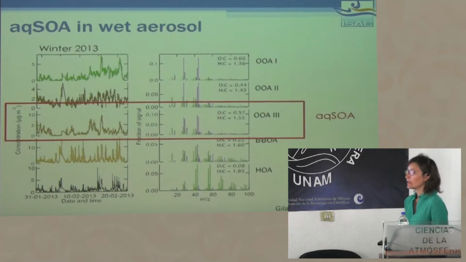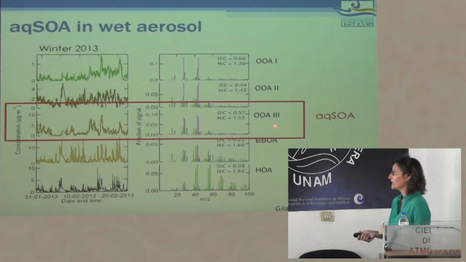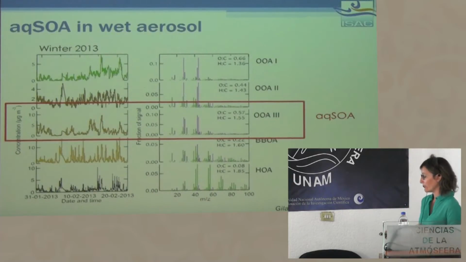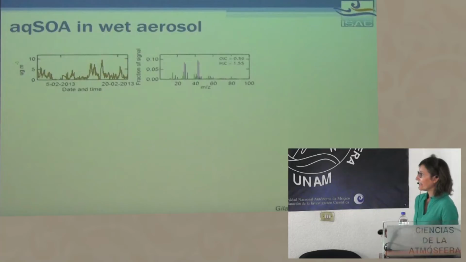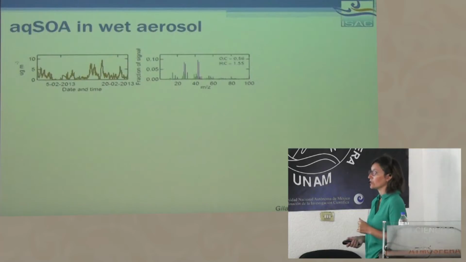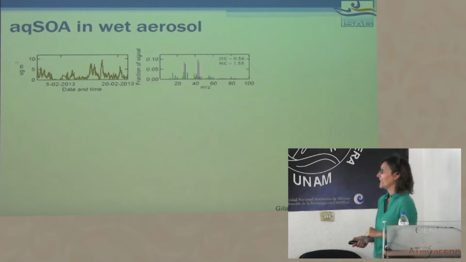But I would like to focus your attention on this oxidized organic aerosol type 3, that we think, and I'm going to show you, is aqueous secondary organic aerosol. Here again, the time trend of this oxidized organic aerosol 3 and the corresponding mass spectrum. The concentration of this component varies from less than 1 microgram per cubic meter up to almost 10 micrograms per cubic meter. So its concentration is important. Remember that 10 is the limit that we don't want to exceed.